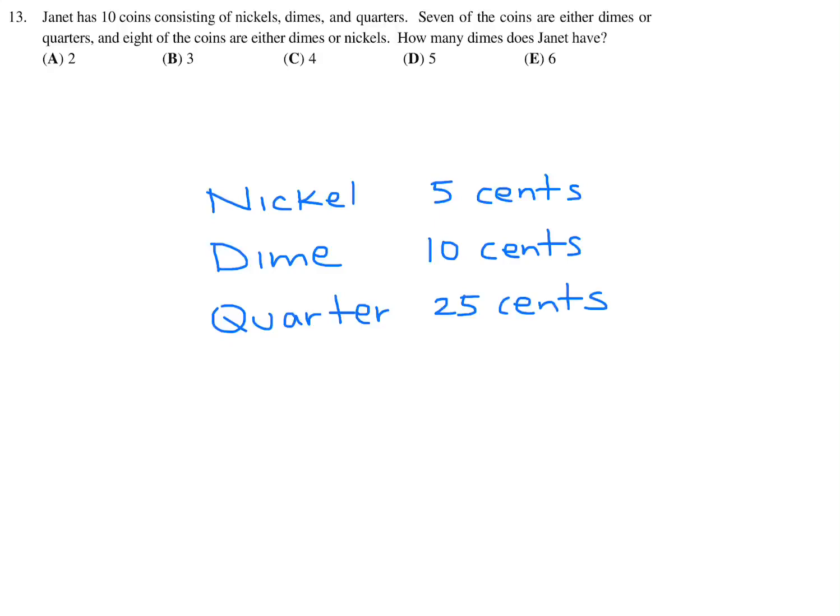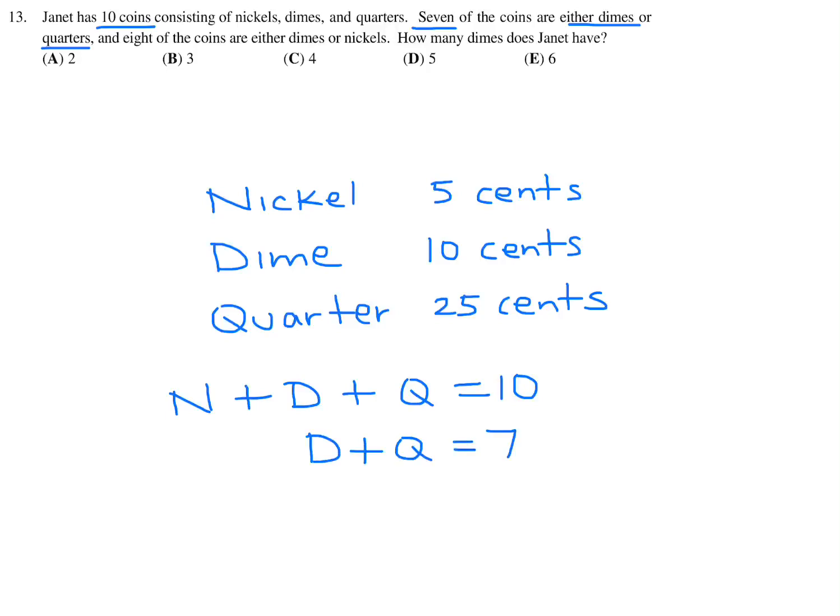They've told you in this question that she has 10 coins. So her N nickels plus her D dimes plus her Q quarters equals 10. And then they also tell you that 7 are either dimes or quarters. So that can also be written in an equation. D plus Q is 7. And finally, they tell you that 8 is how many dimes and nickels. So that means that dimes plus nickels is 8.